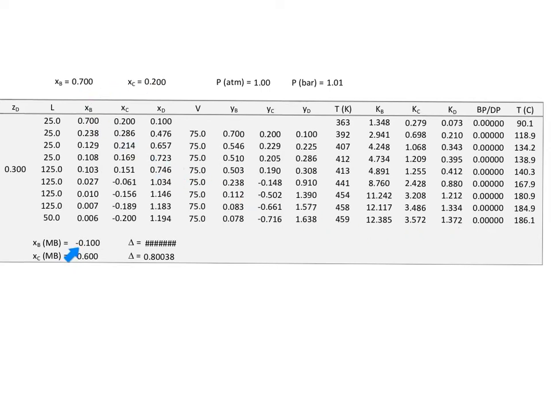Now, here the composition in the bottoms is calculated using an overall mole balance and compared to the stage-by-stage calculation of the compositions of the bottoms. And then they're compared. They should equal 0 if we've chosen a correct guess for the distillate composition, but obviously they're not. This number is just too big for that cell.